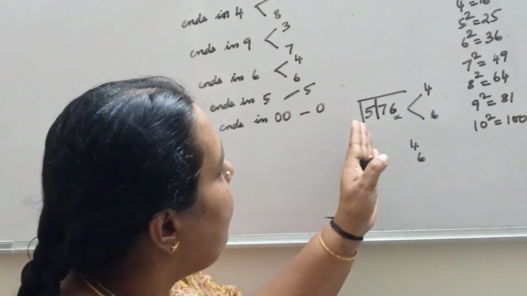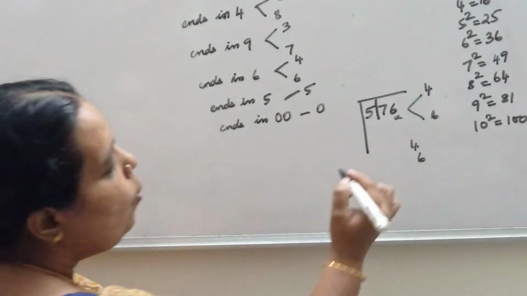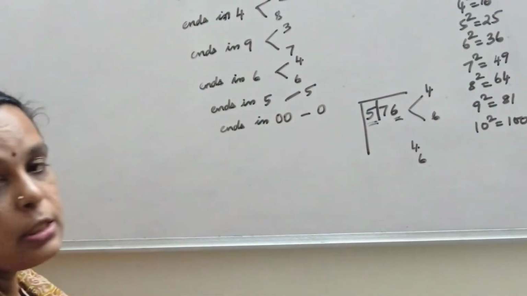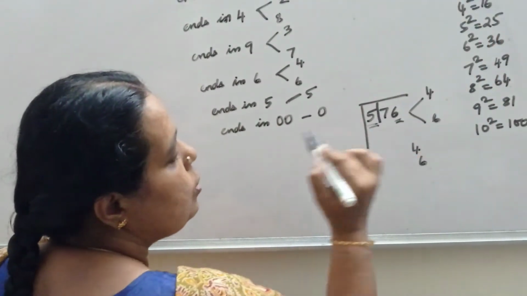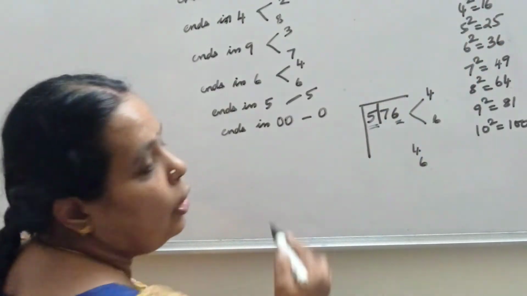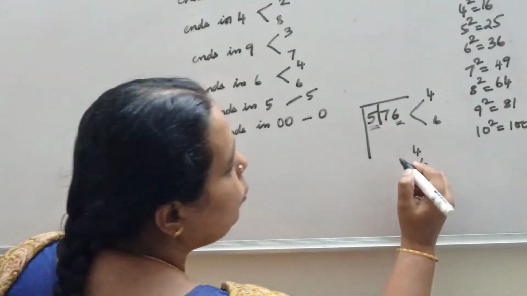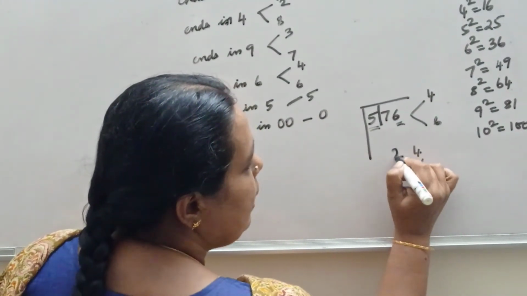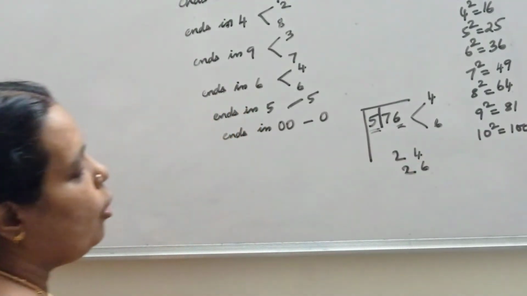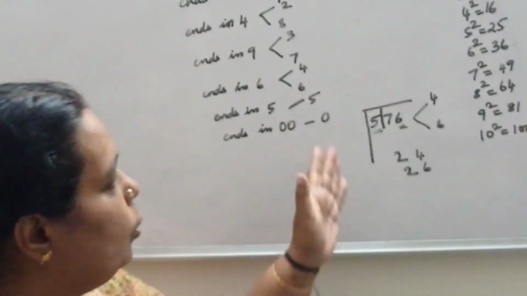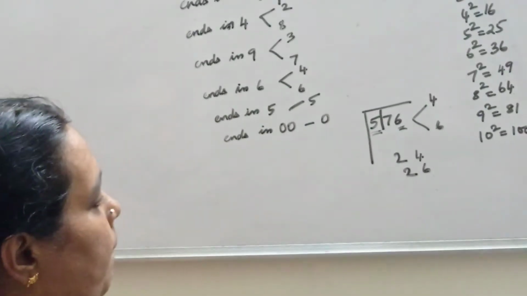Now let's come to this part. Which is the square number which is close to 5? 4 is a square number close to 5. So what is the root of 4? 2 is the root of 4. So we have to write it as either 24 or 26. Either 24 or 26 will be the root of 576.